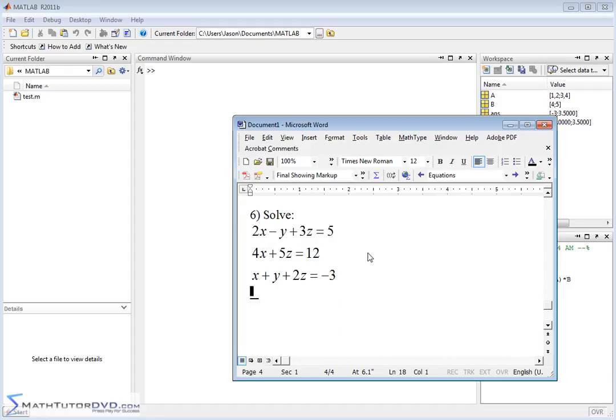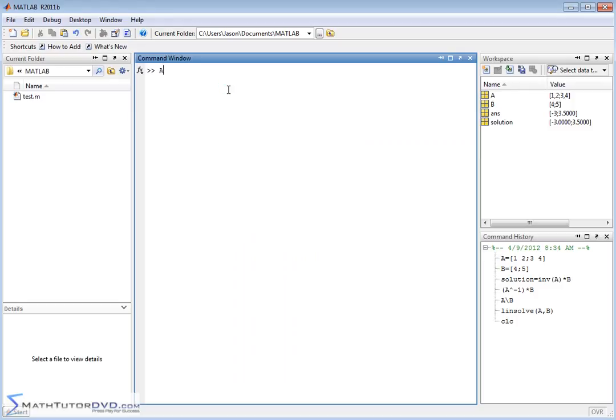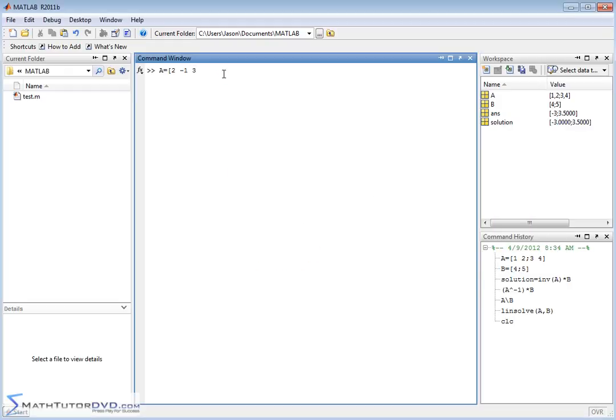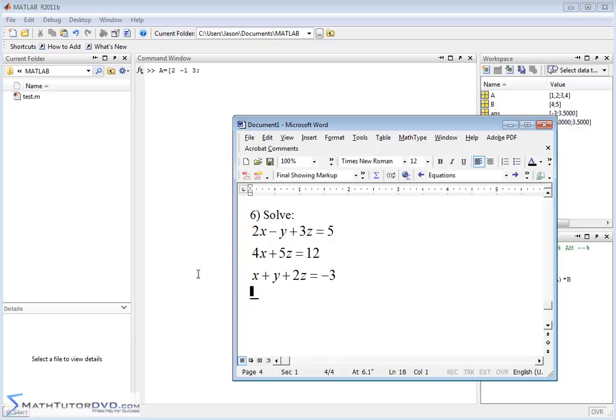A larger system. So here we have 3 variables, x, y, and z, and we have 3 equations. But the process is the same. We want to set up a matrix A that encompasses the left-hand side of the equal sign, and then we'll set up a matrix B that describes the right-hand side of the equal sign. So we have 2x minus y, so A is equal to 2x minus 1y. So 2 is this guy, and then we have -1, and then z is 3. Now we're going to put a semicolon because we're done with that equation. We're going to the next line.